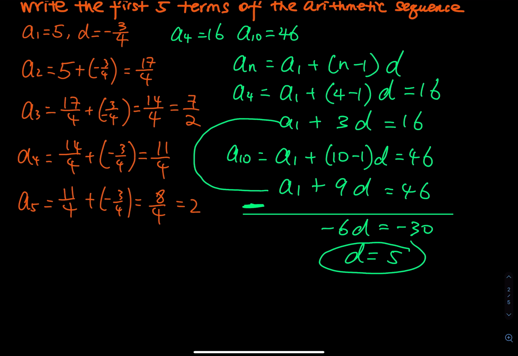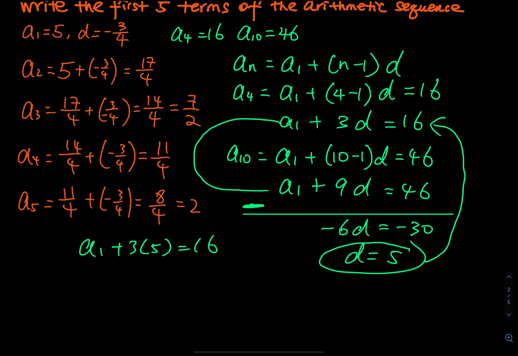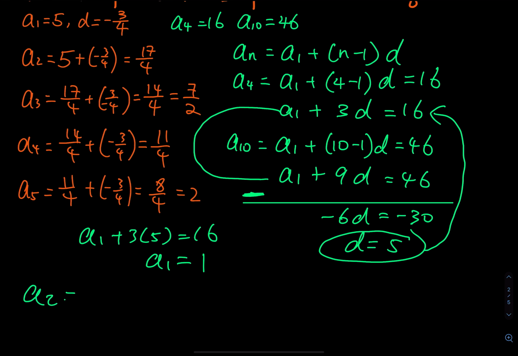Okay, so now the common difference is out. How about the first term? So when d is equals to 5, all you have to do is plug in 5 back into either one of the equations. So you have a1 plus 3 times 5 equals 16. As a result, the first term is equals to 1. And then the next term is 1 plus 5, which is equals to 6. And then the third term, plus 5. And then the fourth term, plus 5. And then the next term, plus 5.